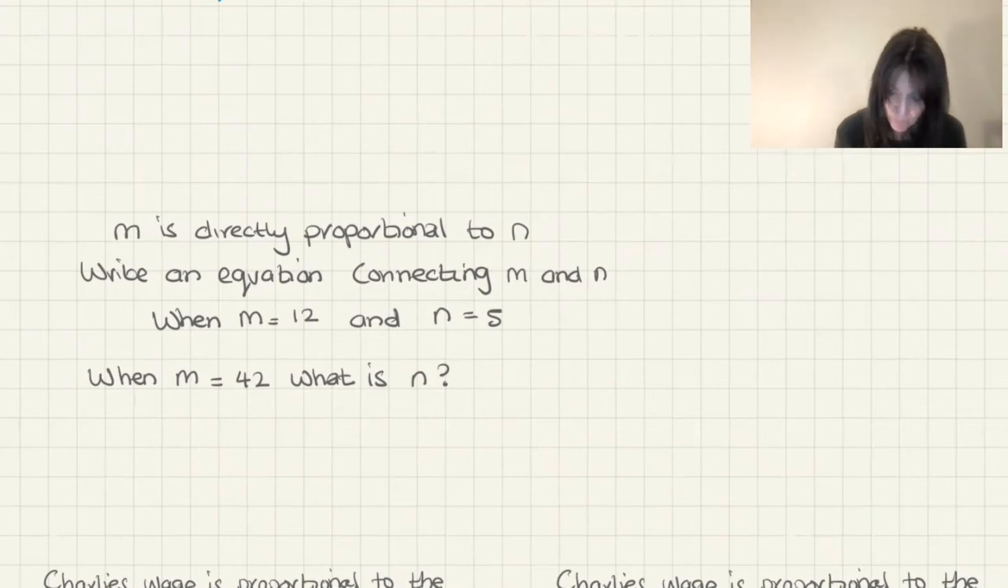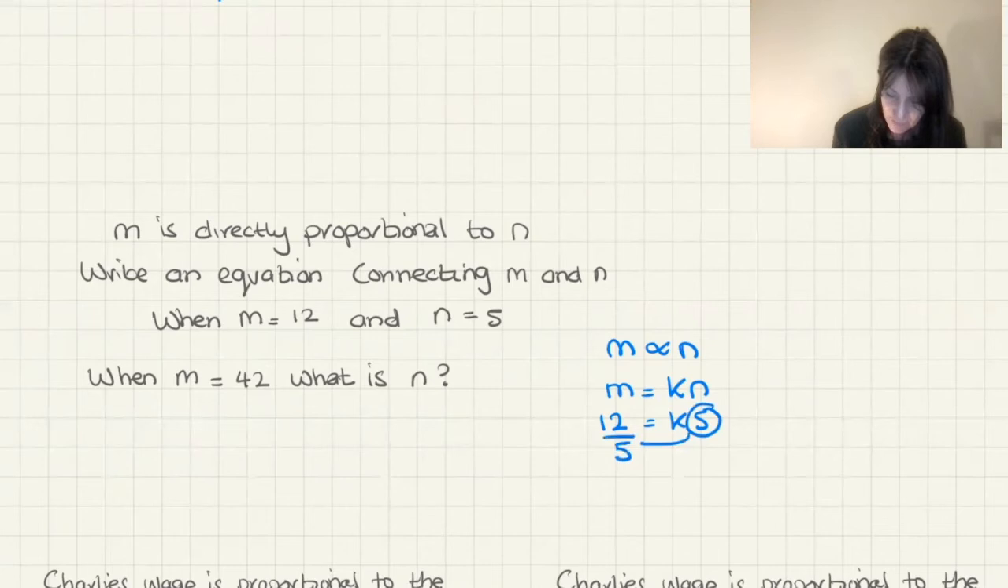Okay, so let's take a look. We've got M being directly proportional to N. We know, therefore, that the equation is M equals kN. I have been told that M is 12 when N is 5. So we're going to divide through by the 5 so that I've got k. So k is 12 over 5, or it is 2.4.